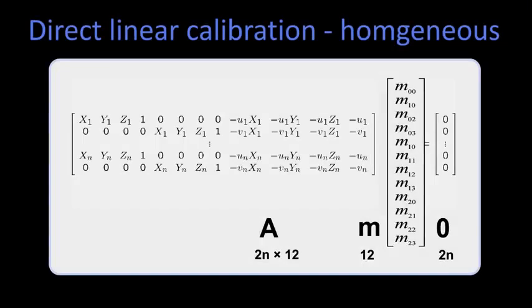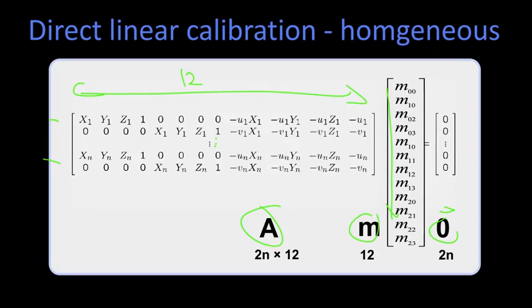So here I've written as if I only had 2 points, point 1 and point n, with a whole bunch of points in the middle. Okay, so I've got the matrix A times m equals 0. How big is the matrix A? Well, it's 12 across, because there are 12 m's. And how many rows does it have? Well, it has 2 times n, where n is the number of points. So it's a 2n by 12 matrix. M is just a 12 by 1 vector, and here's the 0 vector of length 2n.